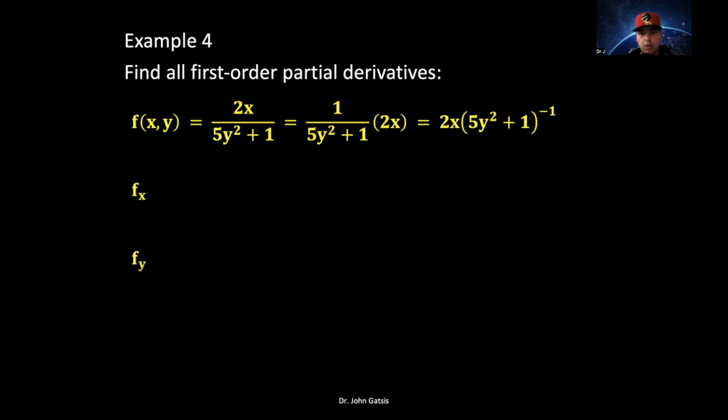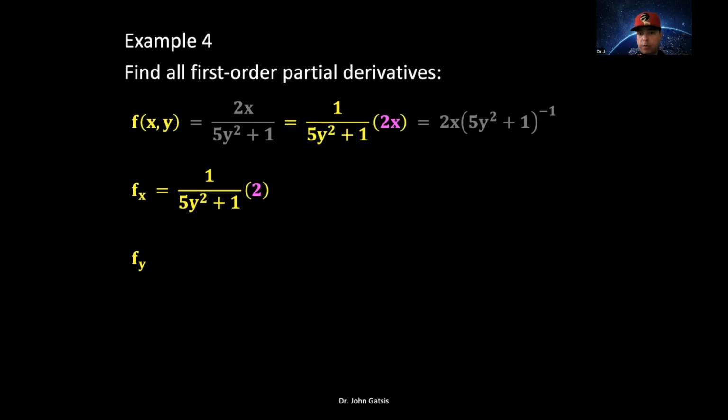So let's take a look at the first derivative with respect to x, the first partial derivative. So in this case, the second way that I've written the original question is beneficial because the fraction 1 over 5y squared plus 1 is not dependent on x. So just leave it as a constant. And then you have the derivative of 2x, which is 2.